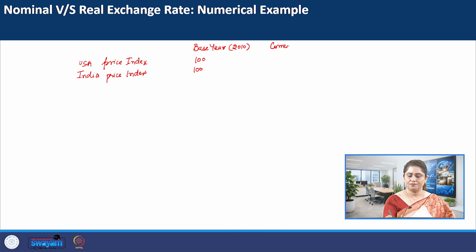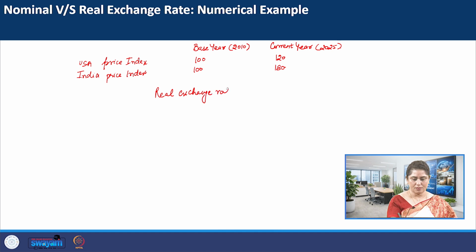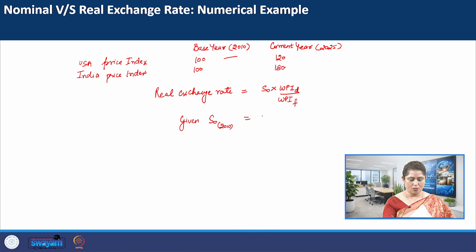Now let us say that we have two countries here, India and let us say USA, and we know about the price index of both the countries. Here we are taking the base year as 2010, and let us say the price index is 100 in both countries. Now we take the current year.